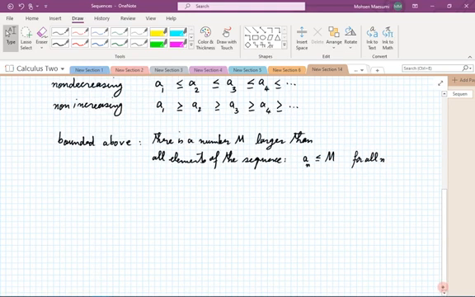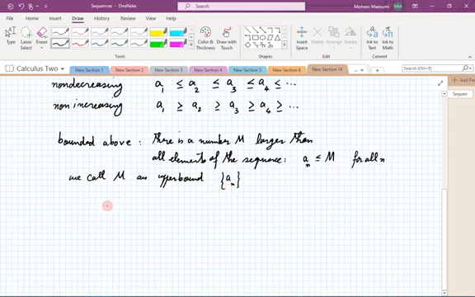So we call m, this number that you had here, an upper bound for the sequence, which we write a_n in curly brackets.